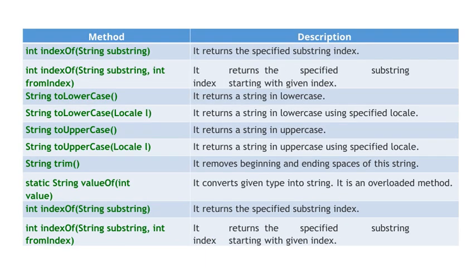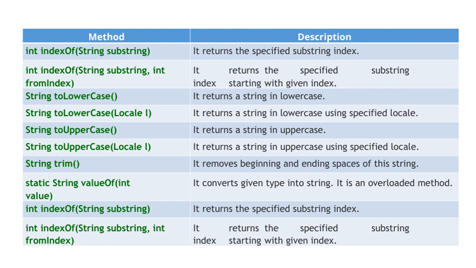Let's take a closer look at some of the key string methods we often use in Java. Starting with indexOf, this method helps us find the position of a specific substring within a string. When we call int indexOf(String substring), it returns the index where that substring first appears. If the substring isn't found, it returns -1. There's also an overloaded version, int indexOf(String substring, int fromIndex), which allows us to specify a starting point for the search. This is useful when we need to find subsequent occurrences of a substring within a string.